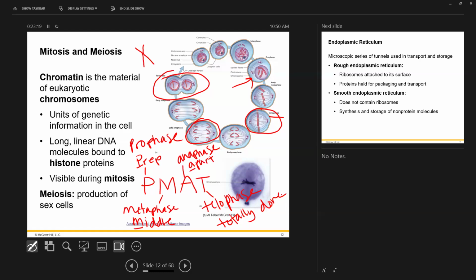So when we go through meiosis to make your sex cells, they divide one more time. We separate the mother's from the father's, so you're not going to have two for each chromosome type. Not 23 pairs, but 23 individual chromosomes. That's how they separate it out.